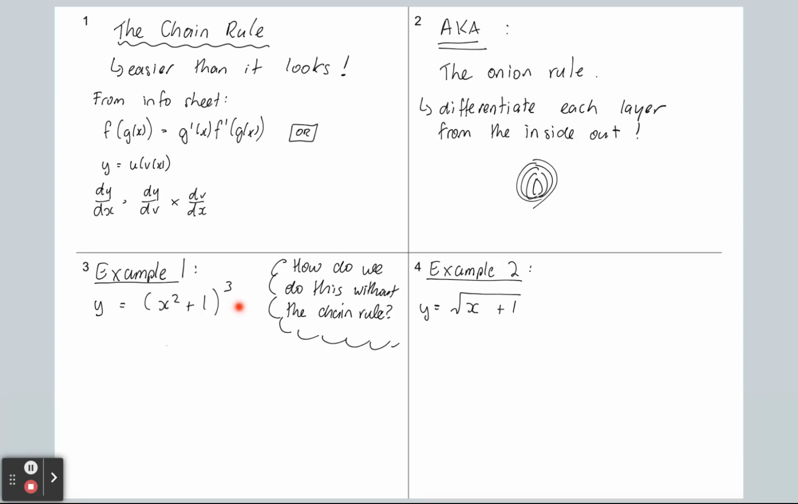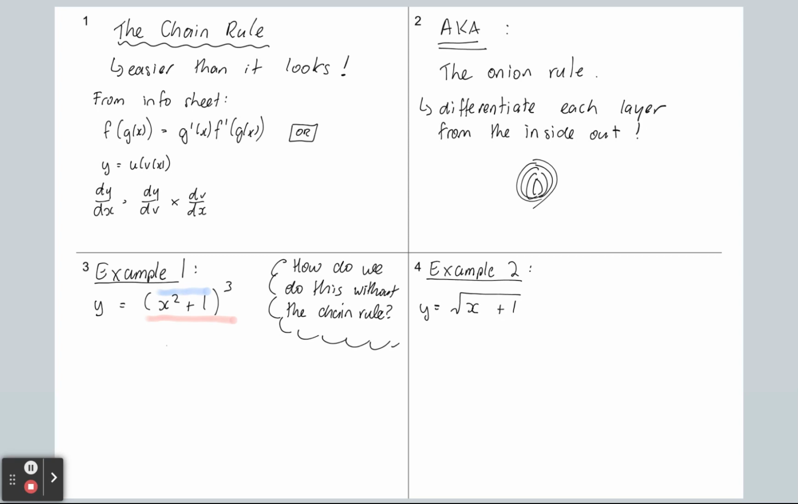y equals (x squared plus 1) to the power of 3. Now, the trick with these chain rule, onion rule problems is trying to figure out exactly what the inside layer and the outside layer is. So in this instance, I hope you can see we've got an expression that has been raised to the power of 3. So the expression inside is like the inner layer, and then the whole thing is the outer layer.